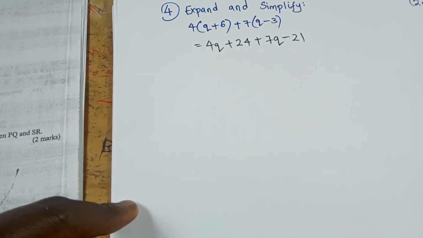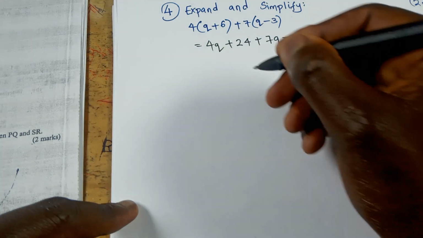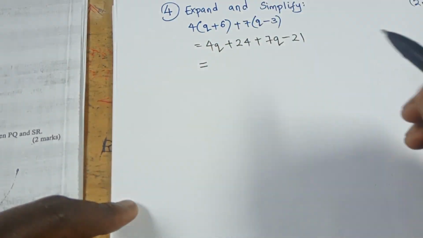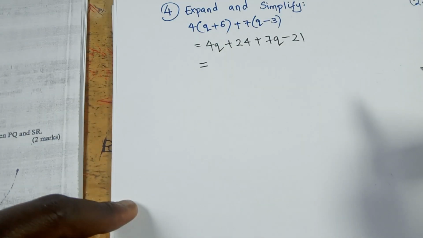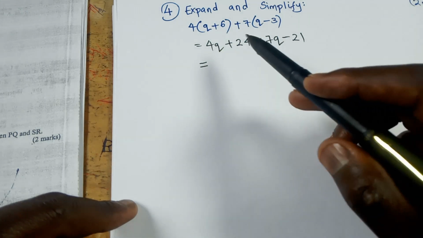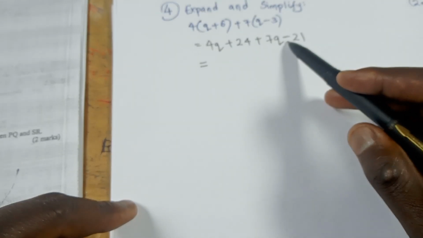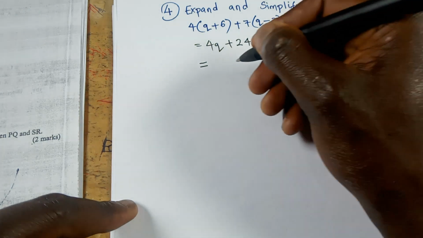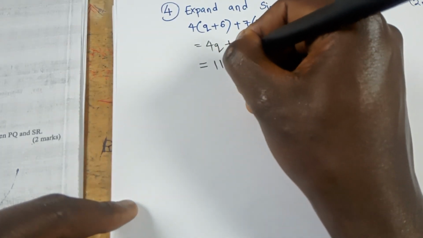So we have already opened our brackets, we have already expanded. We are now supposed to simplify. We simplify by putting the like terms together. And when we put the like terms together, 4q plus 7q is equal to 11q. So we have 11q.